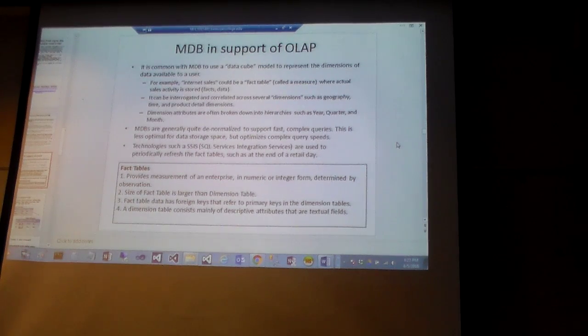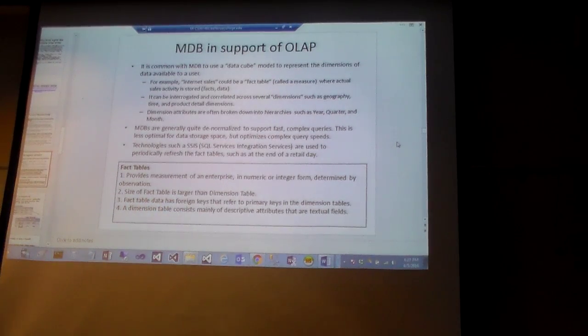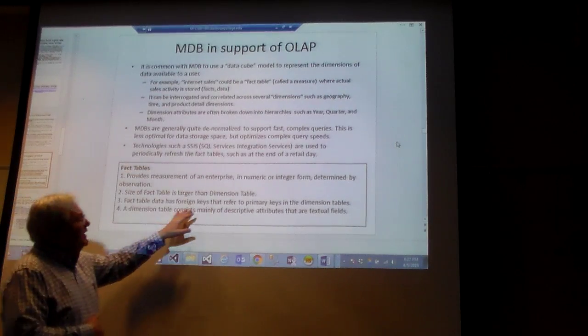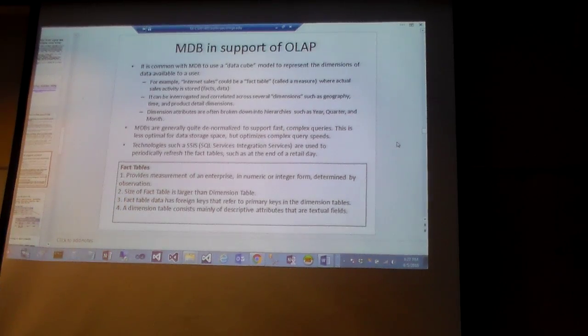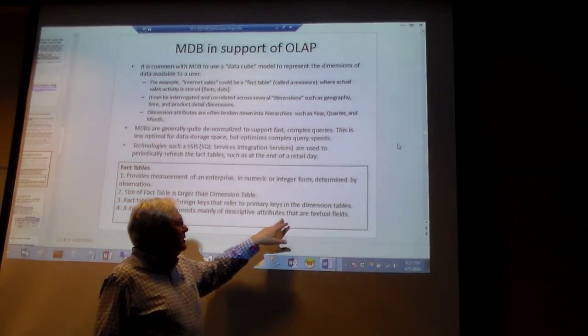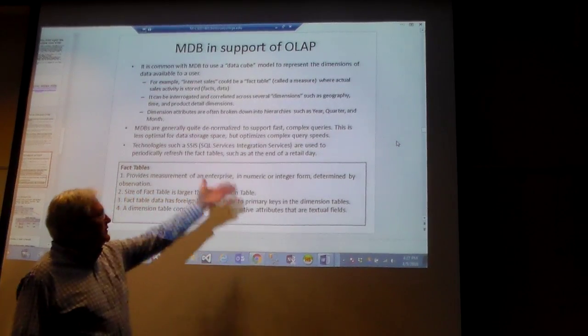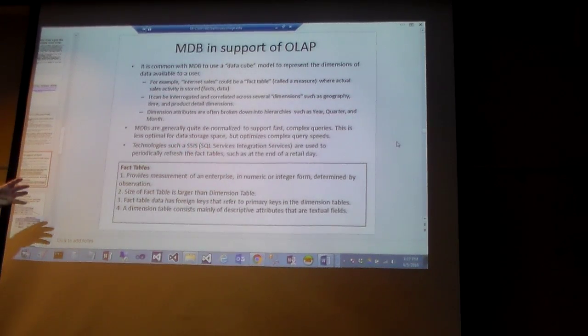So what is a fact table? A fact table is real data. It's something you actually measured. The fact table is larger than the dimension table, which means a dimension is by definition a subset of all the data in the fact table. It has foreign keys that refer to primary keys in the dimension tables. And the dimension tables are descriptive attributes that are usually textual. And that gets to what I just said up there. You load up all the sales and then you say, show them to me by geography.